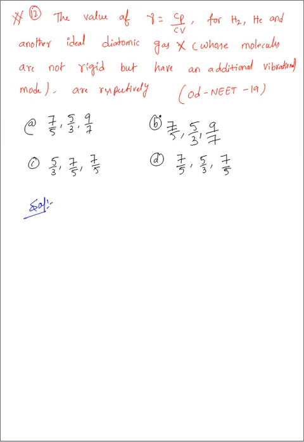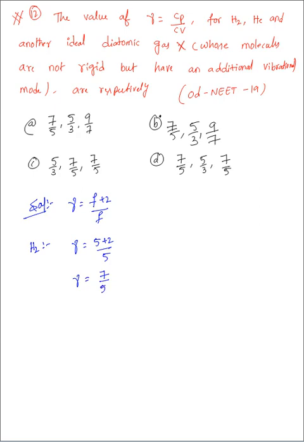So we know gamma equals (F plus 2) by F in terms of degrees of freedom. First, what they are asking: hydrogen. Hydrogen is diatomic, right? Degrees of freedom is how much? 5. Therefore gamma equals (5 plus 2) by 5. Gamma equals 7 by 5, we got it.